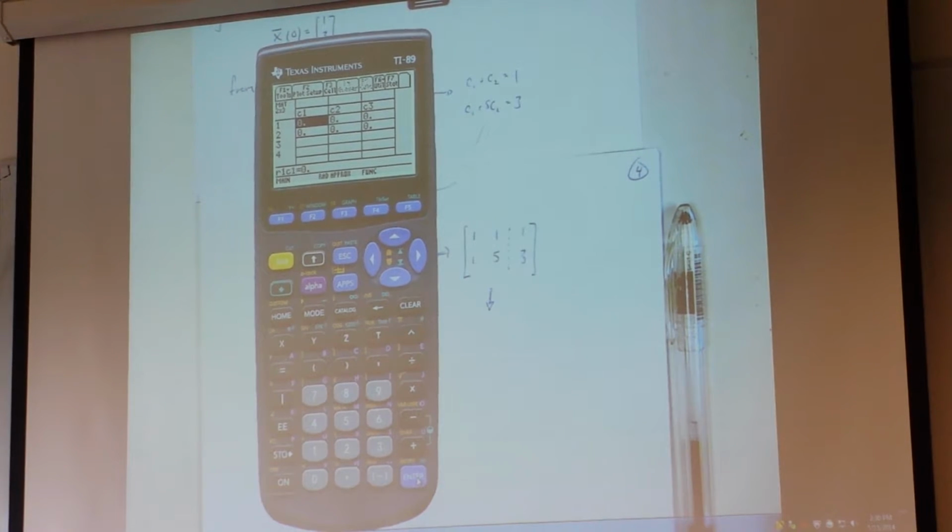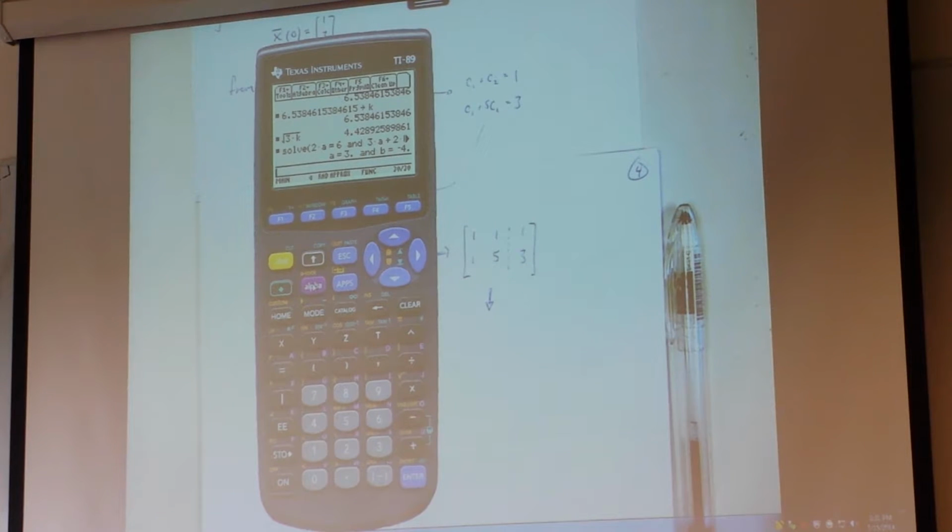Okay, and then it opens this up for you, row and column, row 1, row 2, column 1, column 2, column 3, and we got this matrix 1, 1, 1 across. And I think you could just hit enter and it goes to the right, right, down, and then down. So 1, 1, 1, 1, 5, 3. Okay. All right, and go to the home screen.